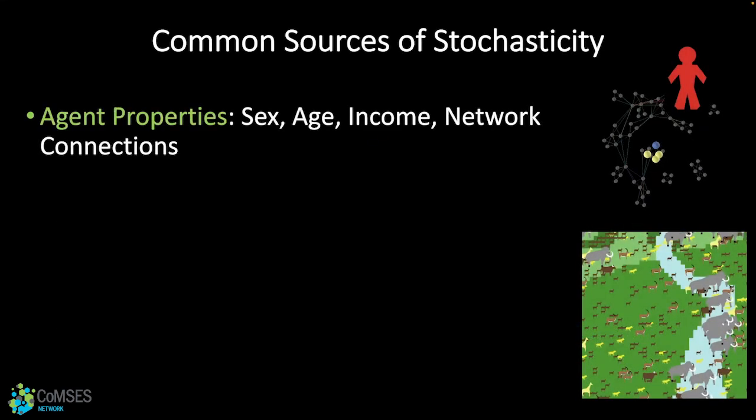Stochasticity is often present in the creation of agents. Agents may have a random age, or have random amounts of money, or there can be random numbers of the agents. Network connections may also be random, even though qualities of a network remain fixed.